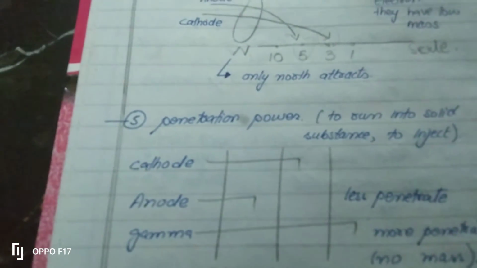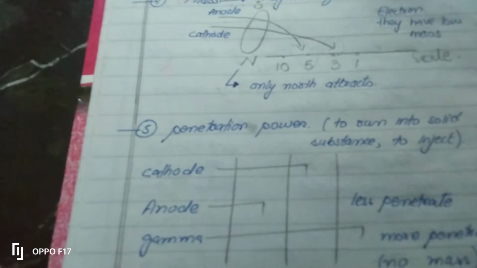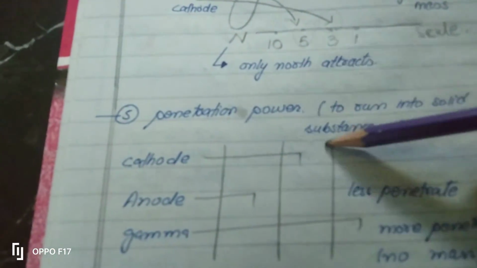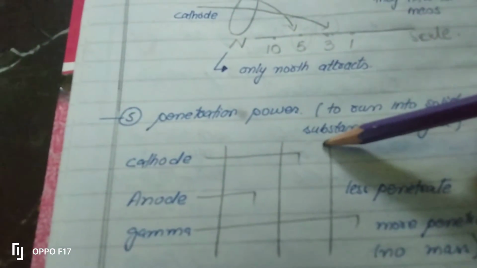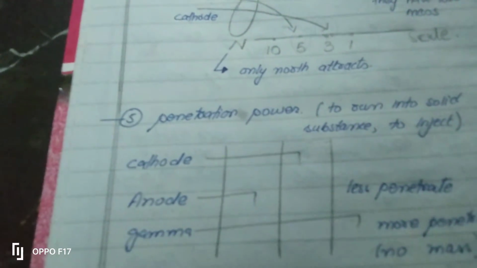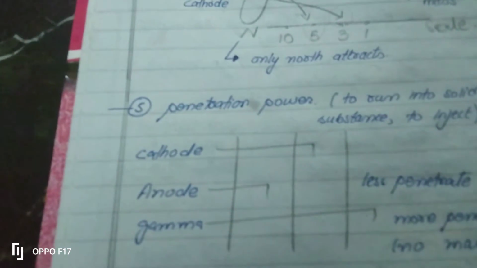Why is there a difference in the penetration power? It is just because of charge. It is just because of mass. As we know, the cathode is lighter, like an electron is quite lighter than a proton, so that's why it penetrated 2 walls. And we know that gamma rays have no mass, so that's why it penetrated all 3 walls.